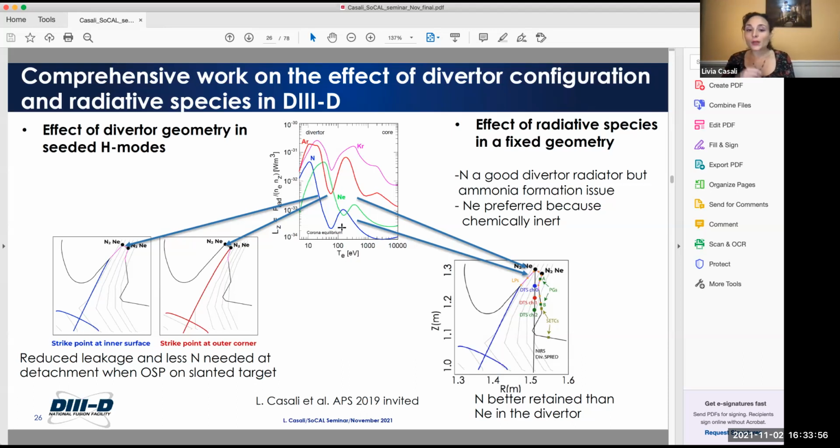In particular, we wanted to compare nitrogen with neon, because nitrogen is a good divertor radiator, but is problematic in future reactors because of ammonia formation. And in fact, neon would be preferred because it's chemically inert. And so this is one of the reasons why ITER really wants to know if neon is going to work.